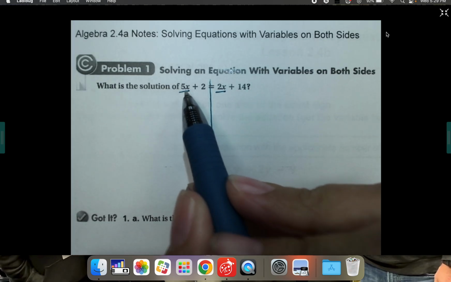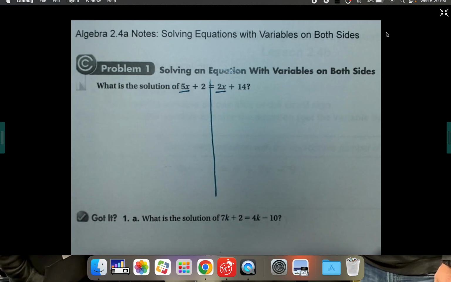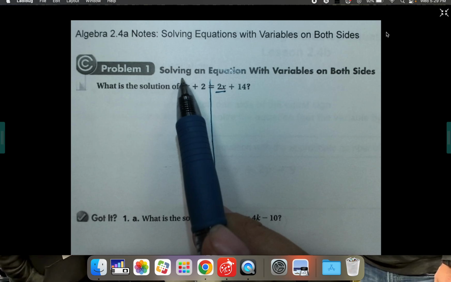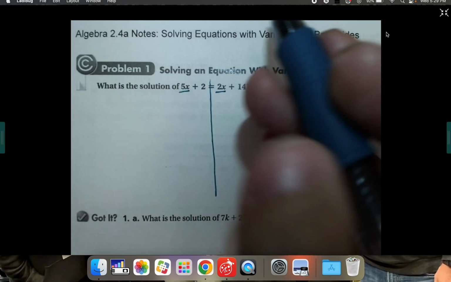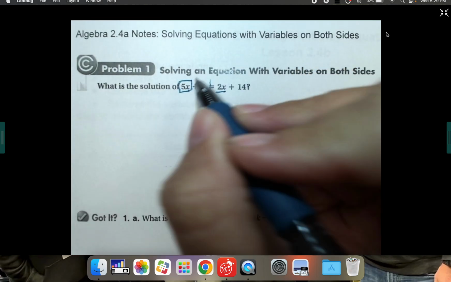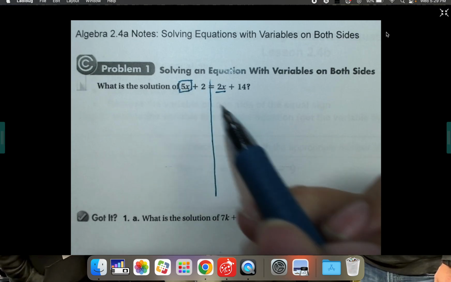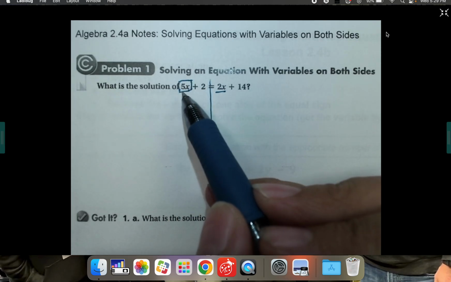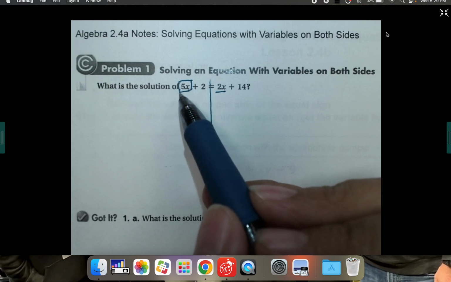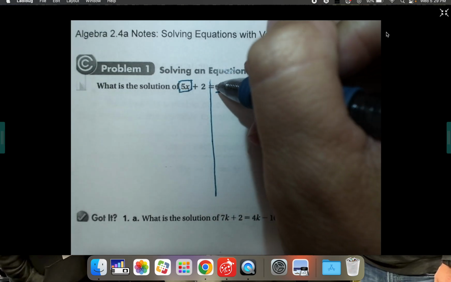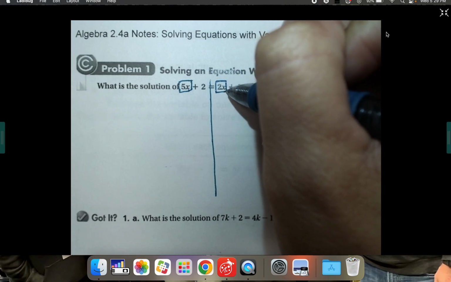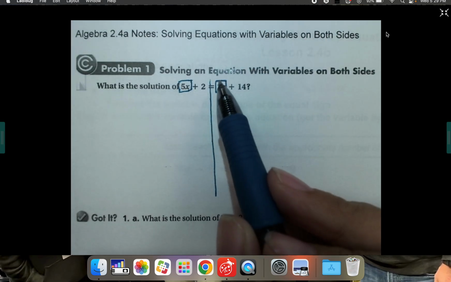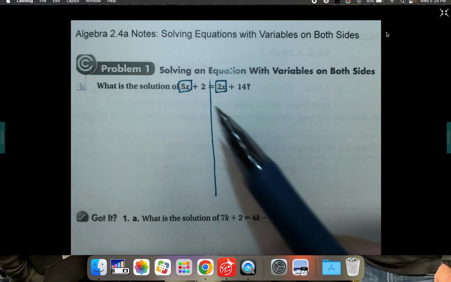So you can move either one. It doesn't matter which one. If you are moving a 5x, you're moving the whole thing. You are not dividing these two because you're not dividing the 5 from the x. You're taking the entire unit 5x and subtracting it to the other side. Or you are taking the 2x and subtracting the entire term to the other side.